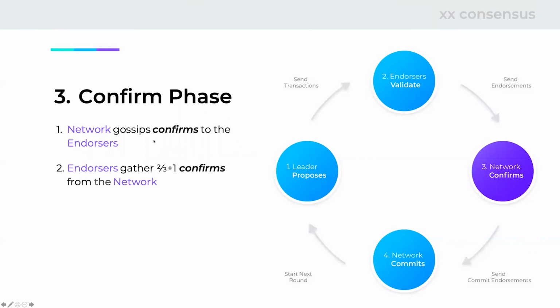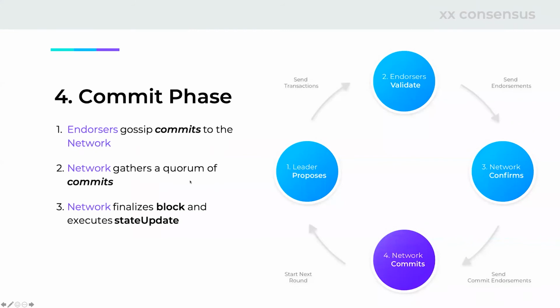Now, if we go back to the confirm phase, any endorser that has gathered this 2/3 + 1 majority will enter the final phase of consensus, the commit phase. In this phase, nodes on the network will gather another quorum of endorsements and will finalize a block. So endorsers will use the quantum secure compact endorsement signature scheme that was described by Mario, and they sign the hash of the block, which certifies that the network should commit to it.